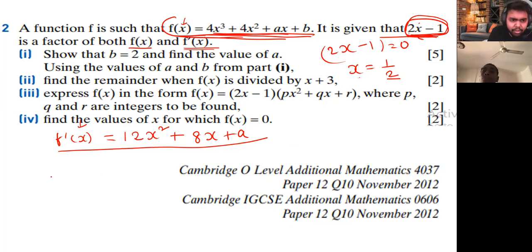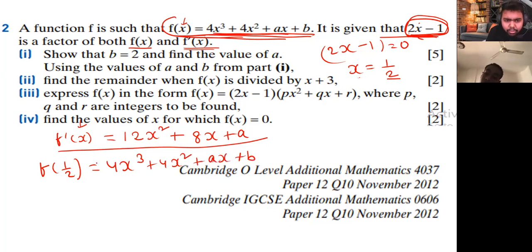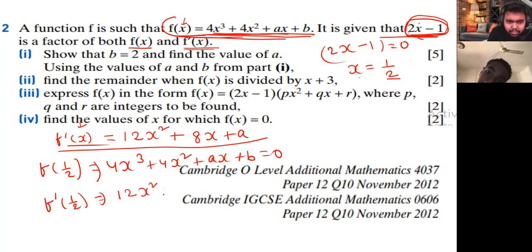Okay, now try to understand. I am putting the values. So I am putting f(1/2) first of all in this function, that means 4x cube plus 4x square plus ax plus b, and that whole thing would be equal to 0. Then I would be putting my value 1 by 2 in the differentiation one, that means 12x square.